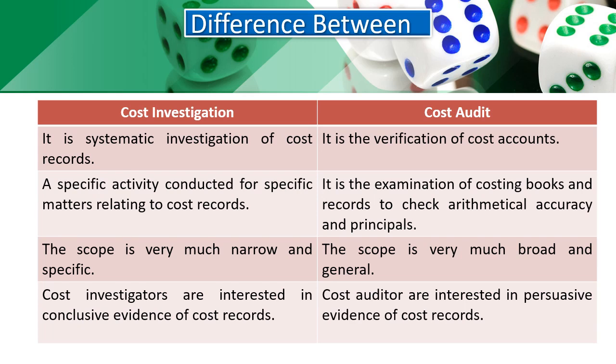But in case of cost audit, it is examination of all costing books, all costing records to check arithmetical accuracy and principles. So it is not with the specific books or specific records. It includes all the costing books and records to check their arithmetical accuracy. Third point says the scope of cost investigation is very narrow and specific, as it is related only with the specific task. But the scope of cost audit is very broad and general, because here you are observing all the records, all the books of costing, so the scope is very broad.